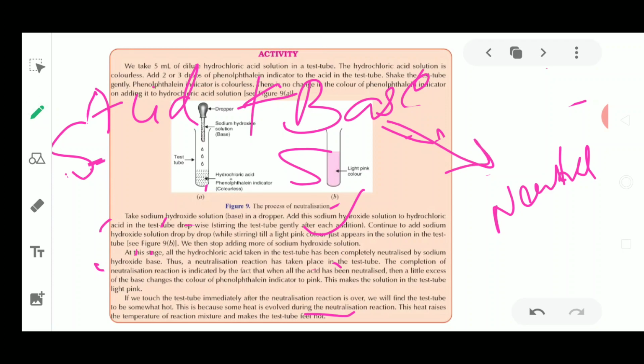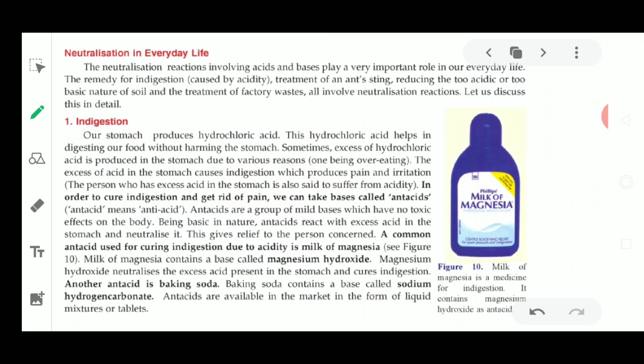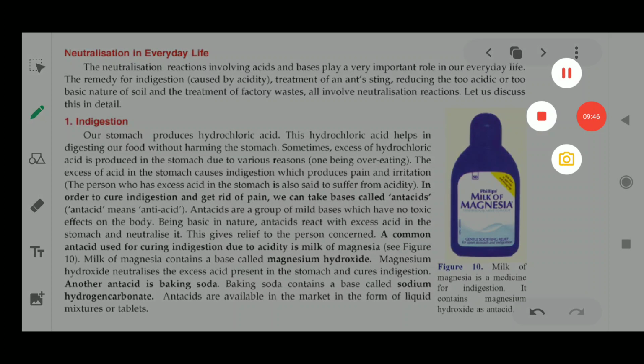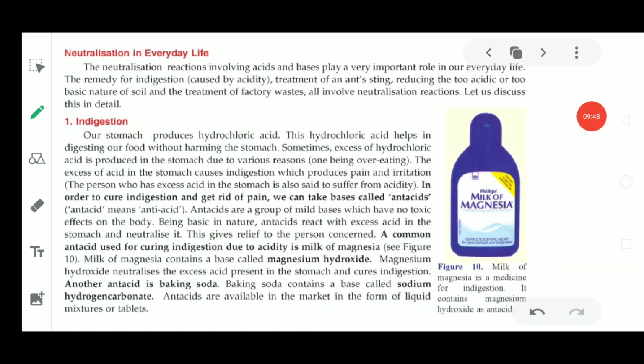So a strong acid and a strong base react together to form a neutral salt. Please remember, these are the 3 types of salts formed on the basis of strong acids and strong bases. Now we go on to the neutralization reaction in your daily life. The neutralization reaction means that acid reacts with base to form salt and water, and that salt is obtained at the base of the container as a precipitate, meaning it settles down at the bottom.